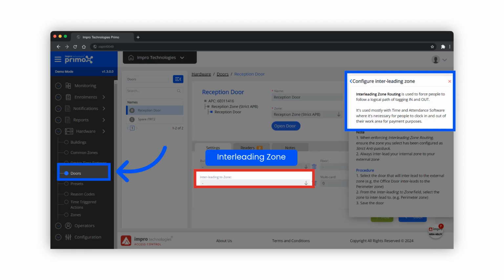Navigate to Doors. Doors can be linked to interleading zones. This feature is used to force people to follow a logical path of tagging in and out. It's used mostly with time and attendance software where it's necessary for people to clock in and out of their work area for payment purposes.